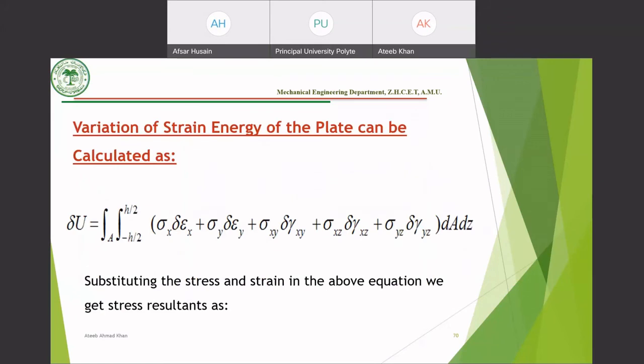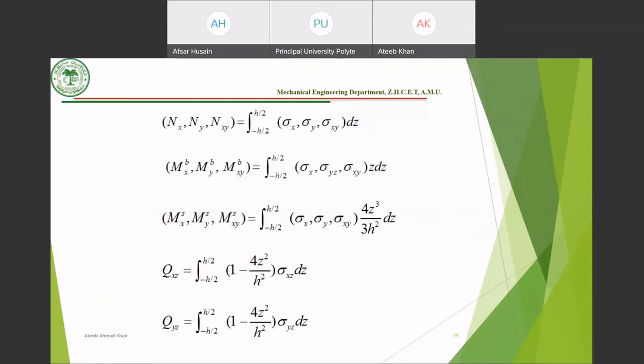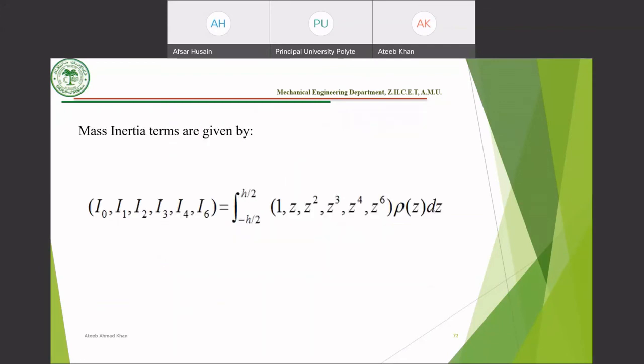Similarly, the author has also followed the footsteps of Dr. Reddy, and he has also written the strain energy, because the idea is same, to minimize the potential. Basically, the variation of the minimum potential energy is equal to 0. These are your stress resultants. These are your moments, and these are your moments because of the shear force, and these are your forces. And this is how you are going to calculate the mass inertia matrix.